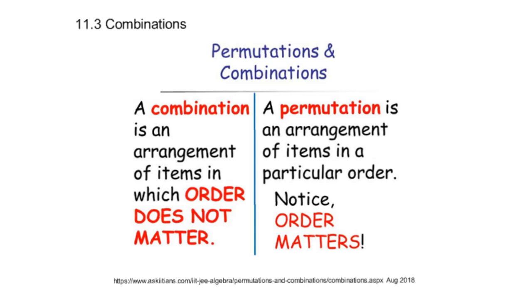This is 11.3, combinations. On this first slide, we get a chance to review permutations. A permutation is an arrangement of items in a particular order. Notice, order matters. When we covered this section on permutations, I asked you to remember different types of scenarios in which we can recognize that we have a permutation, such as racing cars and looking at the first, second, and third place finishers of that race.